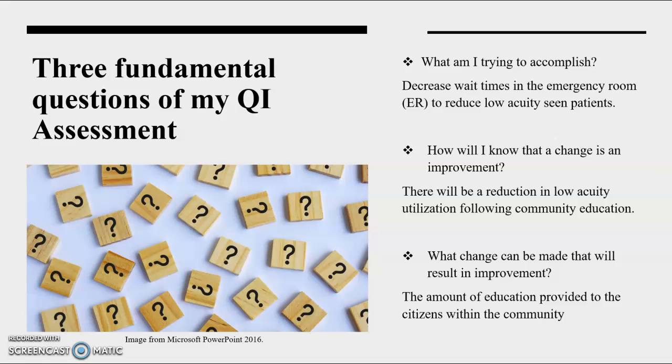Therefore, educating individuals is imperative to decrease wait times so that critical patients can receive the care that they need within a timely manner." The next question, how will I know that a change is an improvement? Change within 3 months will be an improvement when the community education that has been provided will attempt to reduce the low acuity utilization by patients seen within my local ED. And the third question here, what change can be made that will result in improvement, is the amount of education provided to citizens within my community.